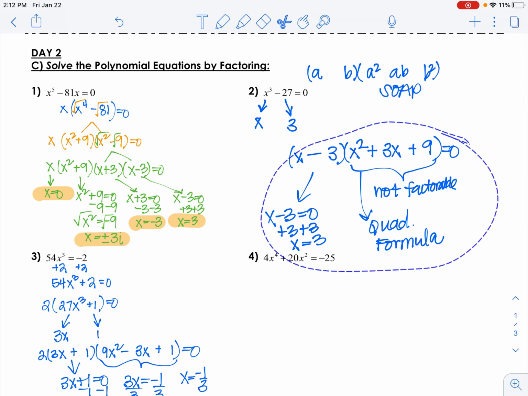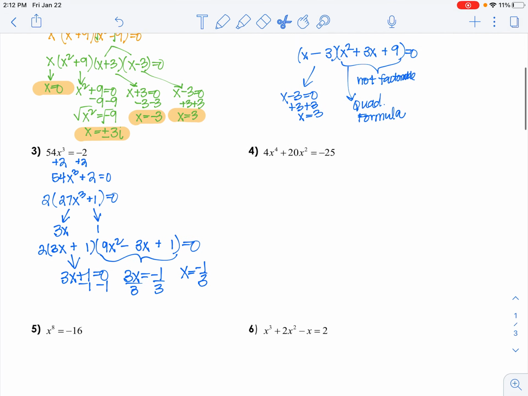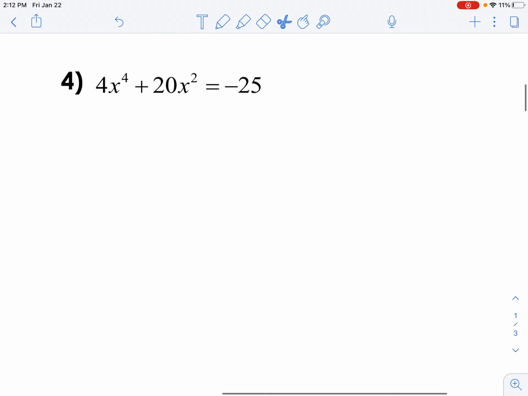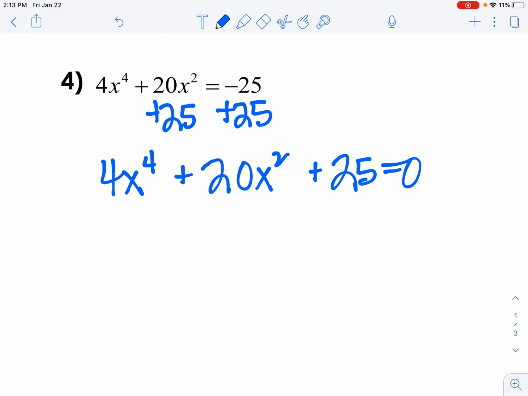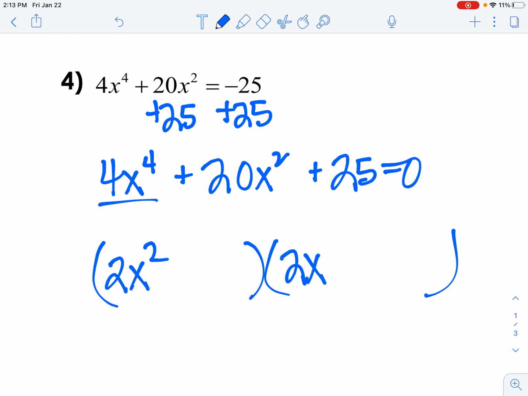Here, I'll shrink this guy down as well. Now over here, I need it to be set equal to 0, so I add that 25 to both sides, and I get 4x to the 4th plus 20x squared plus 25 is 0. Okay, I don't have a GCF here that I can pull out, so I'm just going to factor. My first two terms have to multiply to 4x squared, so I'll say 2x squared and 2x squared. My last two terms have to multiply to 25, so maybe 5 and 5.